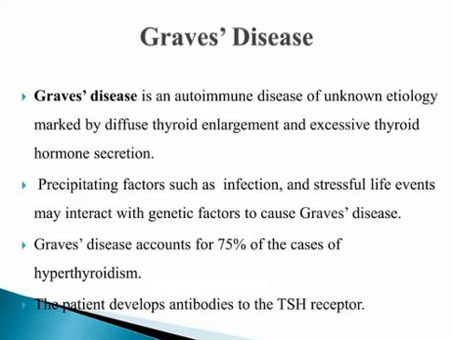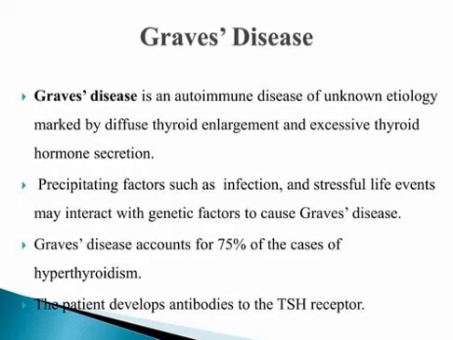Graves' disease is an autoimmune disease which mainly affects our immunity. The etiology of Graves' disease is unknown, but it is marked by diffuse, increased secretion of the thyroid gland or enlargement of the thyroid gland. It will be an enlargement of the thyroid gland or else excessive thyroid hormone secretion. Other factors such as infections or stressful life events may interact with genetic factors to cause Graves' disease.